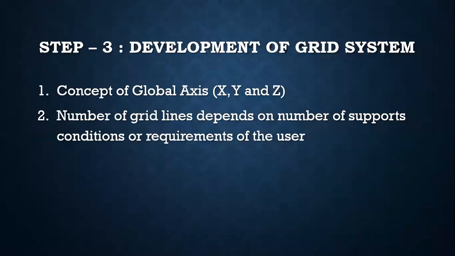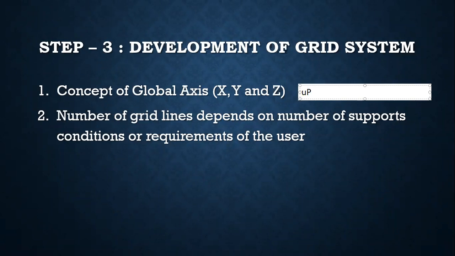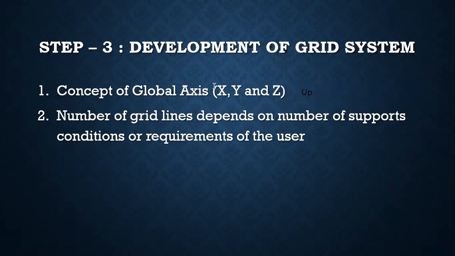Next, most important thing is the development of the grid system. If you want to develop the grid system, you should know the concept of global axes. Global axes are nothing but the three different axes available in all the software: X, Y, and Z. Out of these three, which one is up? That is most important. Which of these three axes will be the vertical axis? The vertical axis is most important in all the software. So let us identify which is the vertical axis in our further discussion.